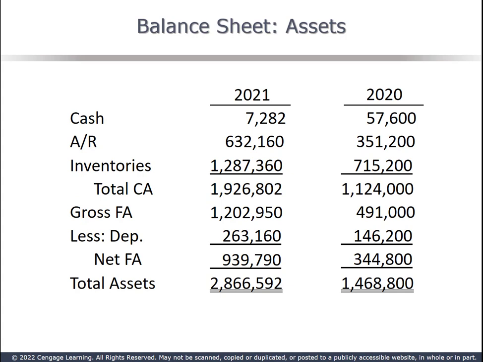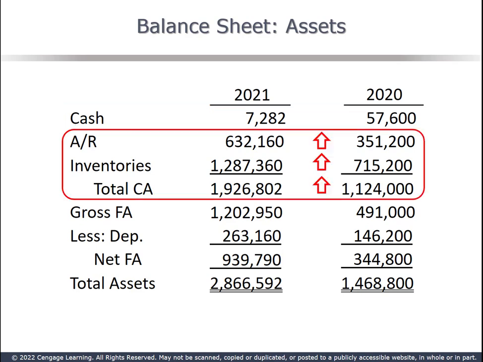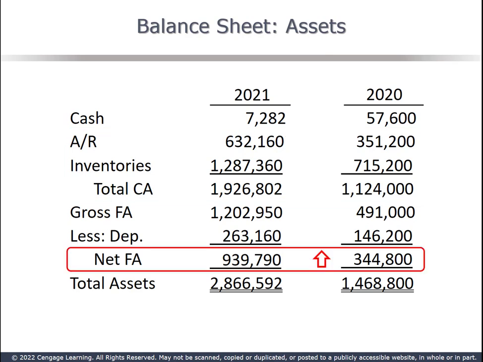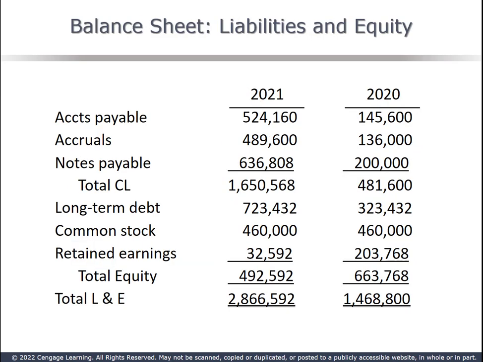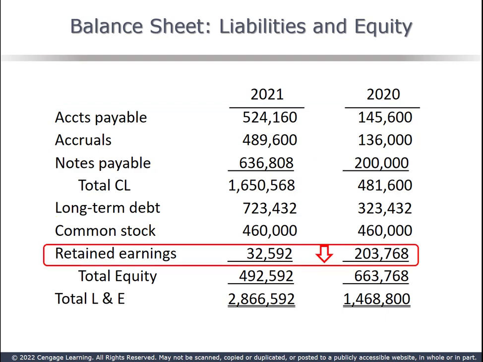Here's the asset side of DeLeon's balance sheet for 2020 and 2021. Clearly, the cash position has deteriorated significantly. Accounts receivable and inventories have increased by almost 100%. Net fixed assets has almost tripled. Looking at the liabilities and equity side, all the liabilities increased. Accounts payable ballooned by 260%. Notes payable increased by 218%. Long-term debt more than doubled. Retained earnings declined by 84%. These are seriously bad changes in the firm's position.